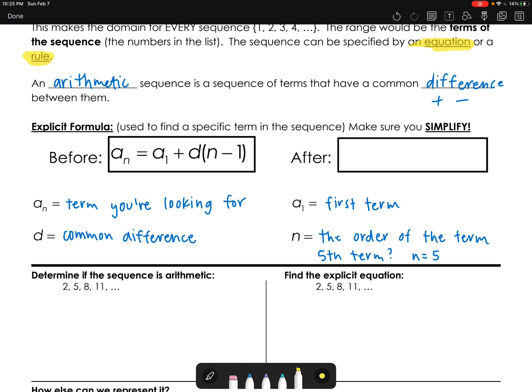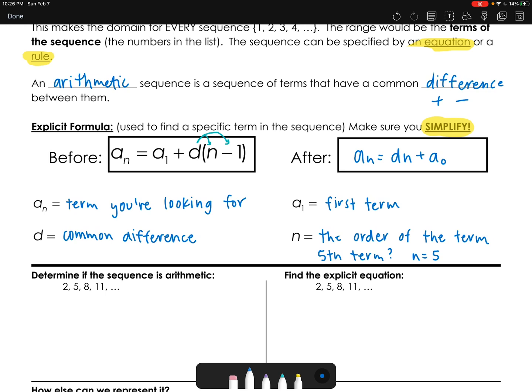So the important thing with the explicit formula is that we always simplify. We see that in this before we have to distribute this d, and so when you guys are working on problems and having to write arithmetic sequences in an explicit formula, what you're going to end up writing is a sub n equals dn plus a sub 0. And this will make a lot more sense as we go on, but d is still the same. D is your common difference.